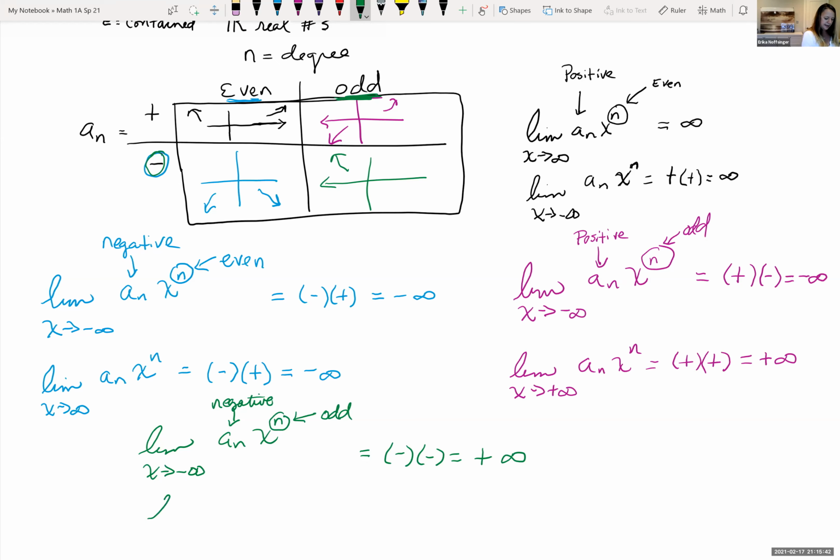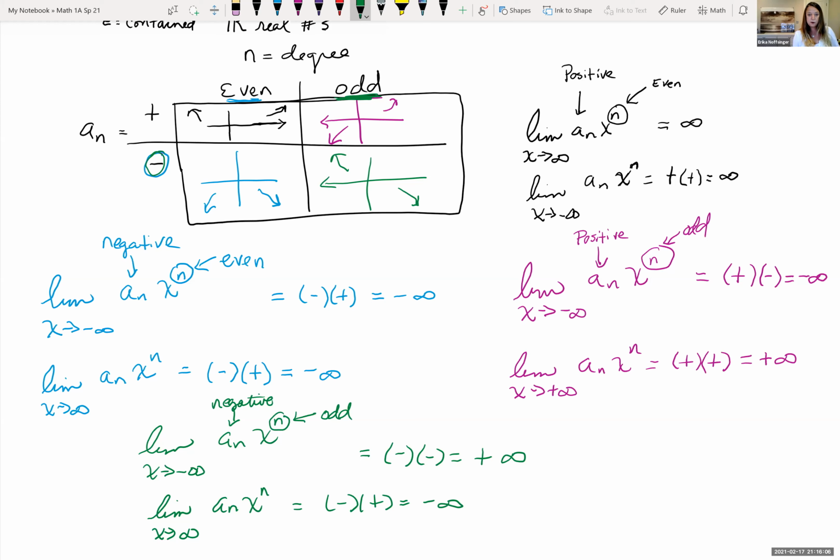And then the last case where a sub n is negative and n is odd, x going to positive infinity. Well, a sub n we said was negative, all times a positive raised to any power is positive. This goes to negative infinity. So it shoots downwards.